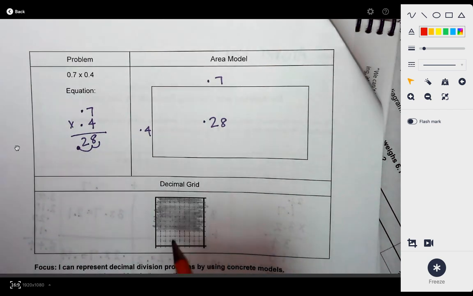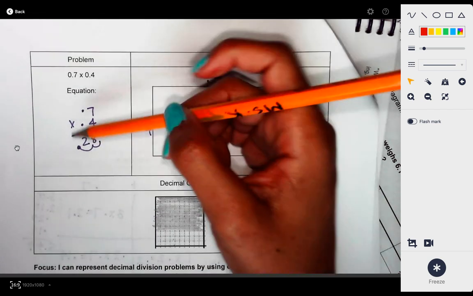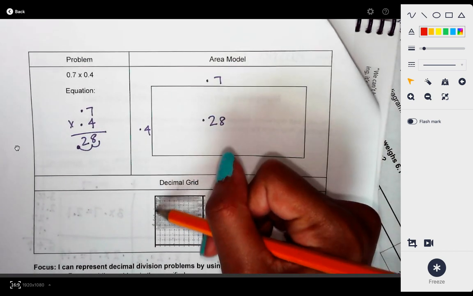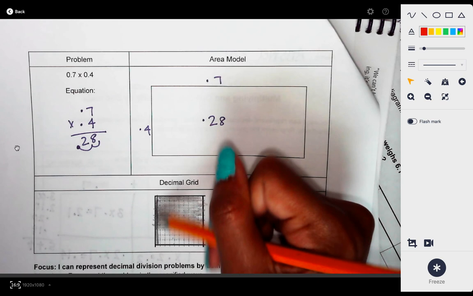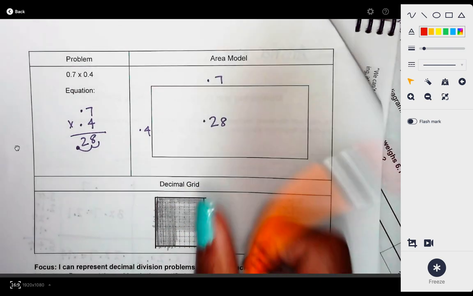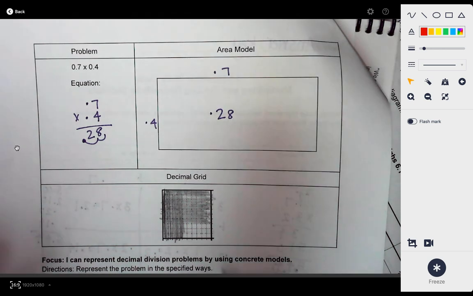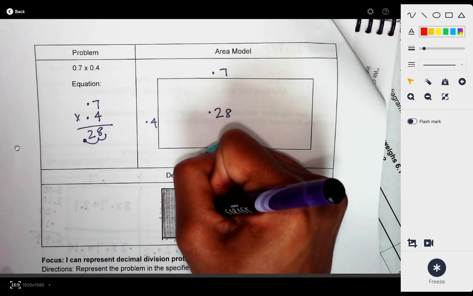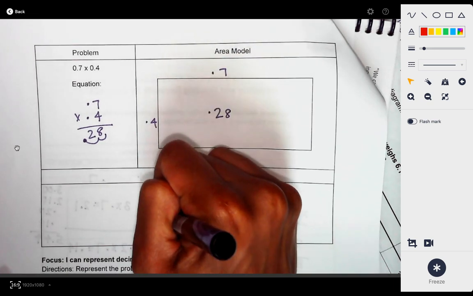Then, so I should have 3 left, and I do. Then the other direction, I'm going to show 4/10. 1, 2, 3, 4. So what our answer is going to be is the overlapping, 1, 2, 3, 4, 5, 6, 7, is the overlapping parts.